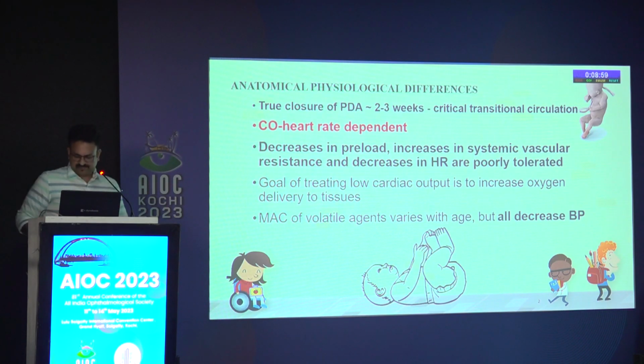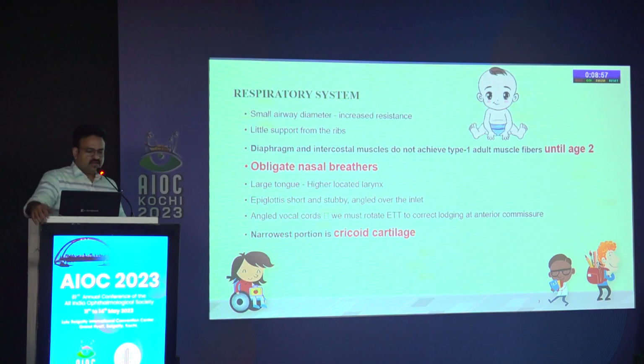decrease the BP. Now coming to the respiratory system, the diaphragm and intercostal muscles do not achieve type 1 adult muscle fibers until the age of 2. That means up to 2 years, the kids have an immature muscular system, and most of them are obligate nasal breathers. And then, as we all know, the narrowest portion is the cricoid cartilage.